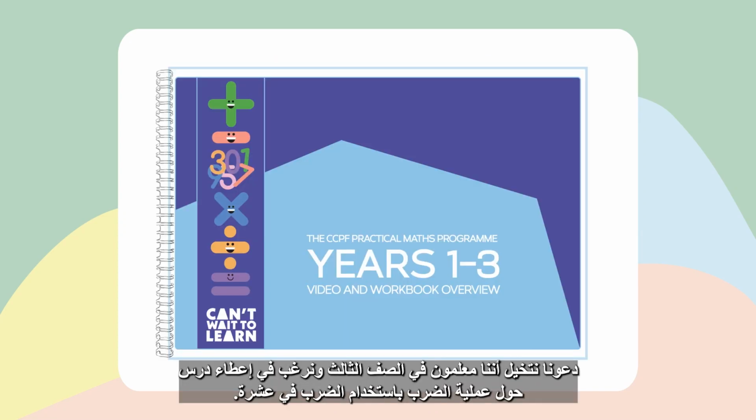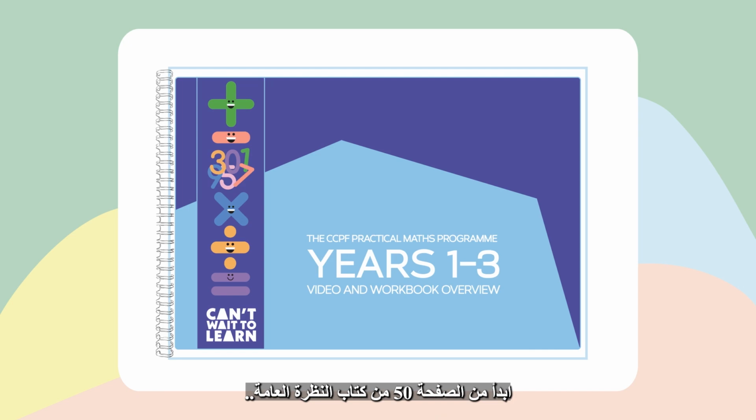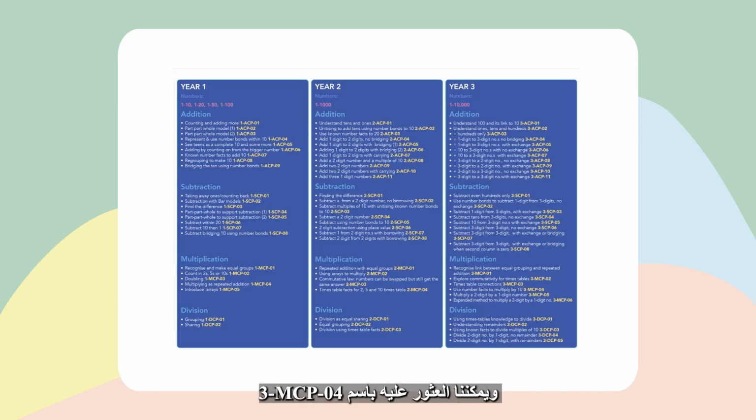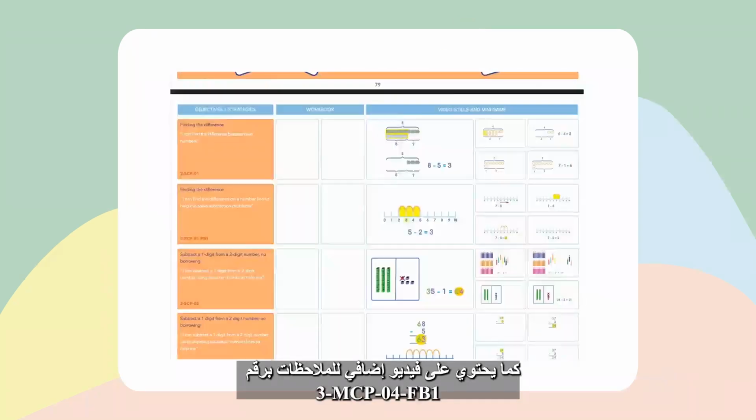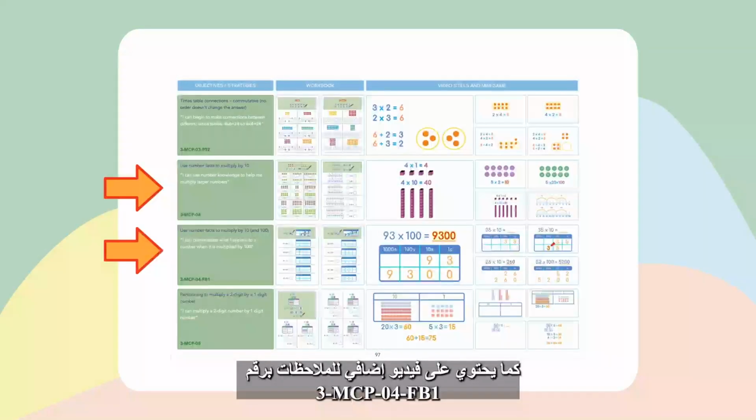Let's try one more, imagining we are a Year 3 teacher who wants to do a lesson about multiplying using number facts to multiply by 10. Start on page 50 of the overview document, and we can see it is 3 MCP 4. It also has an additional feedback video, 3 MCP 4 FB1.